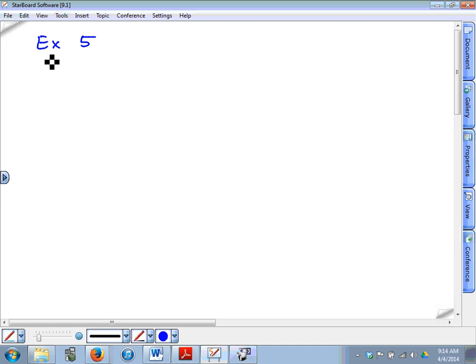Let's do example 5. Still a little bit more of an easier one. Cosecant of x minus sine of x equals cosine of x cotangent of x. This one's nice because one side really isn't more complicated than the other. If you choose the left side, you'll get somewhere. If you choose the right side, you may get somewhere. Doesn't really matter.